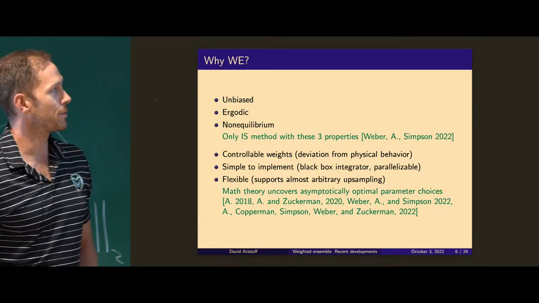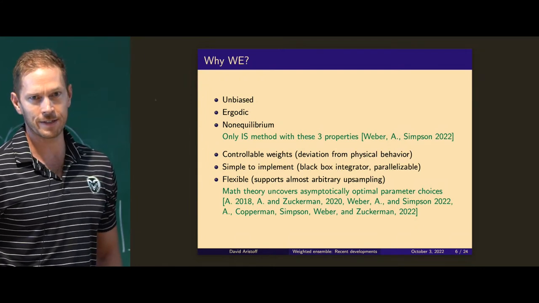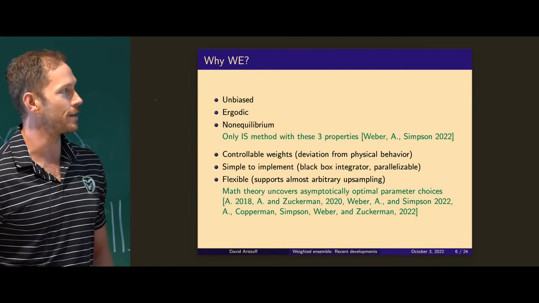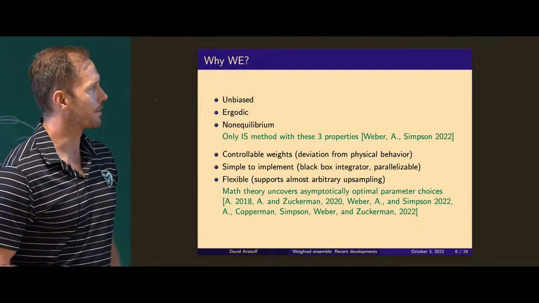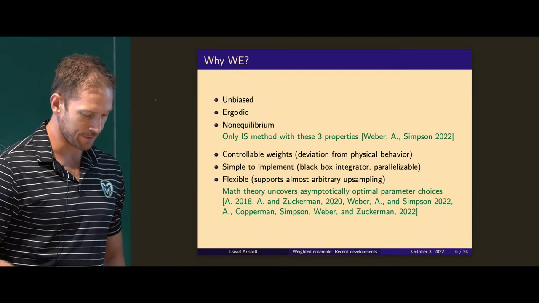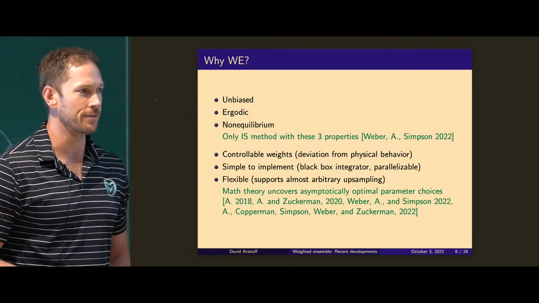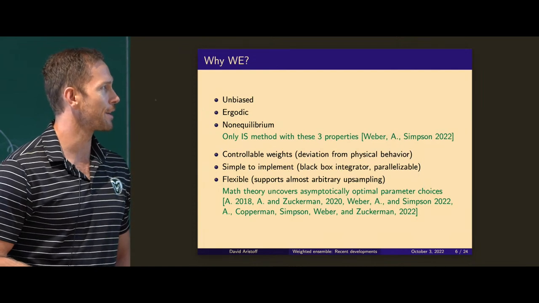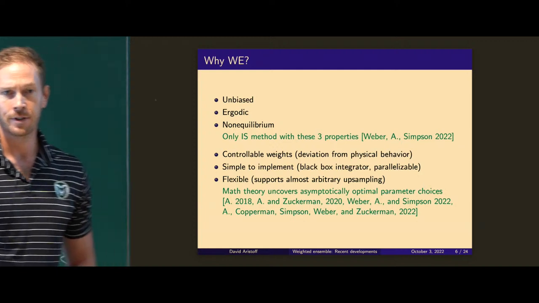As far as the implementation, it has the advantage that you can control the weights, and as a result, you can control how unphysical the paths become. So, for example, if you're doing regular importance sampling, you're changing dynamics, it's well known that the weights tend to get degenerate after a long time. In weighted ensemble, it's quite easy to control how bad the weights can get.